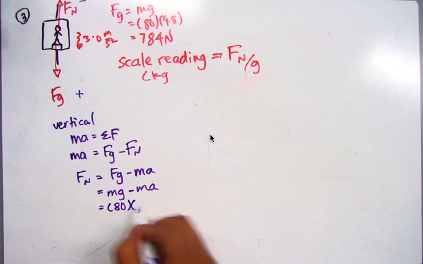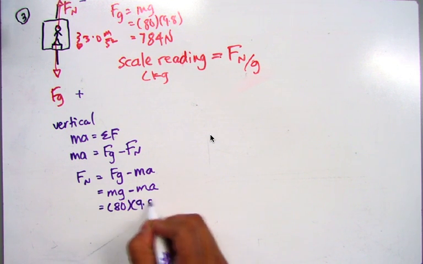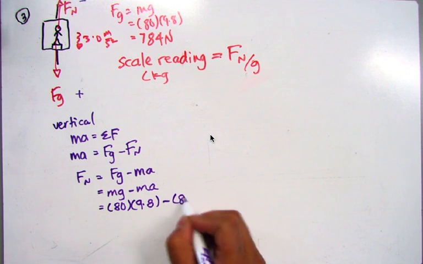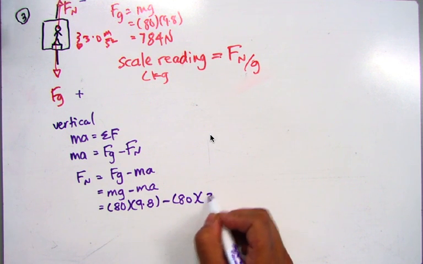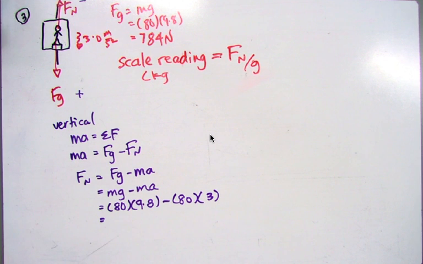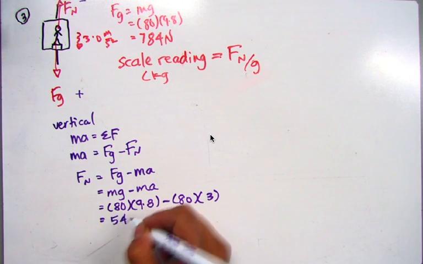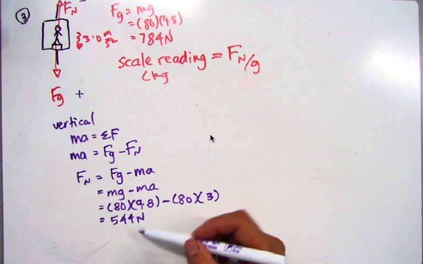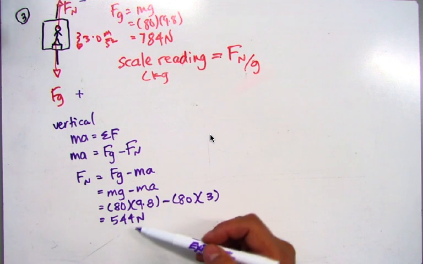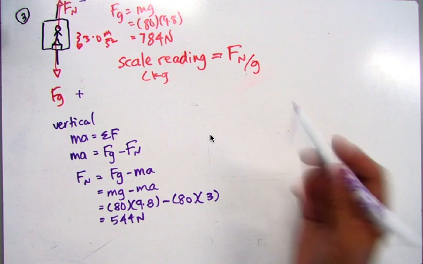80 times 9.8 minus 80 times 3. And that gives me, I can't see my calculator, 544 newtons. So you can see the normal force is not equal to the force of gravity. It's smaller than. So then how do we get this?